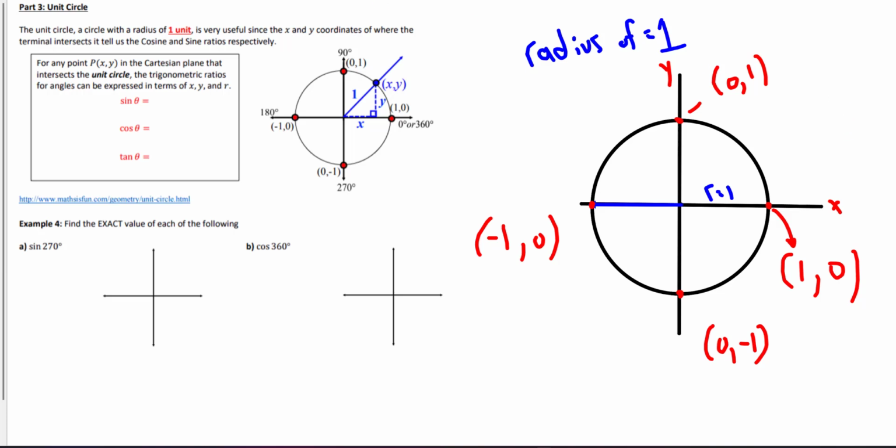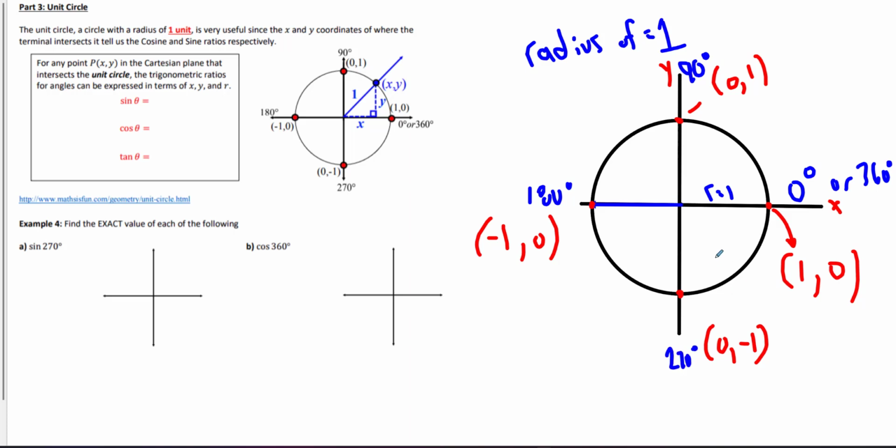And these points correspond to certain angles. So the first point corresponds to an angle of 0 degrees or 360. And you'll realize that 0 and 360 are exactly the same in terms of angles when it comes to the math. This is a 90-degree spot. This is 180 degrees. And this is 270 degrees.